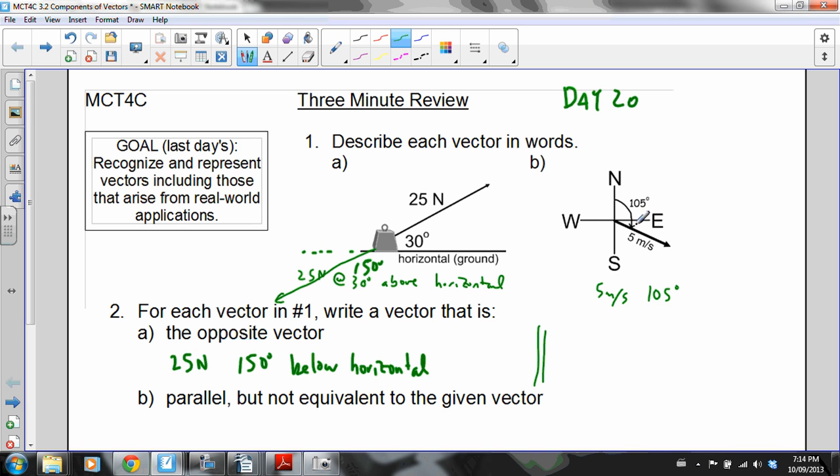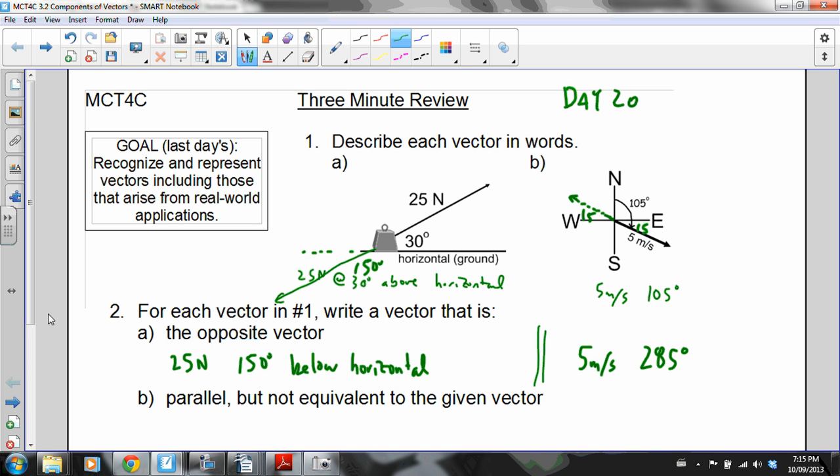This one's not bad because the opposite vector is the same length going in the opposite direction, so it's still 5 meters per second. But what are the angles here? Well, that's 105. This little angle's 15. Means this little angle's 15. And then the bearing would be 90, 180, 270 plus 15 is 285. So a bearing at 285 degrees.